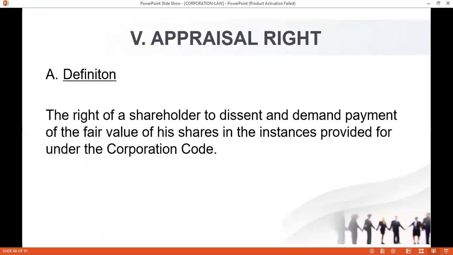Now let's go to appraisal right. So ano ba itong appraisal right? I-discuss ko na lang dito kasali sa powers kasi this is very short, no?